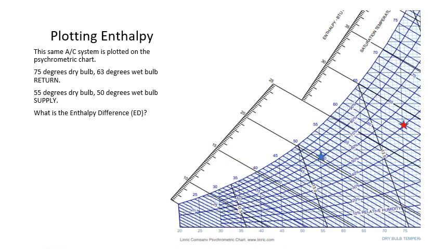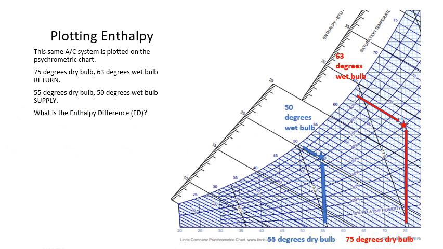So we still have our sample air conditioning problem that we're working through. This system, as we can see here, we have plotted two operating points, our return and our supply. Again, our return was 75 dry bulb, 63 wet bulb. Our supply was 55 dry bulb and 50 wet bulb. That's how we arrive at our operating points. Now let's try to plot our enthalpy.